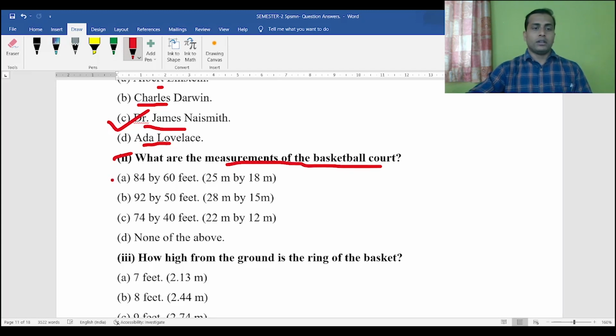Next question: what are the measurements of the basketball court? Option A, 84 by 60 feet. Option B, 92 by 50 feet. Option C, 74 by 40 feet. Option D, none of the above. The answer is 92 by 50 feet, which means 28 meters by 15 meters.